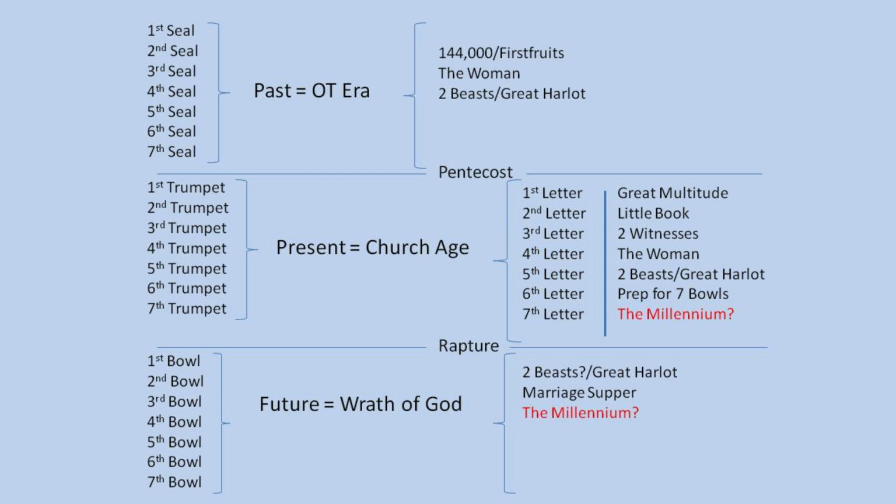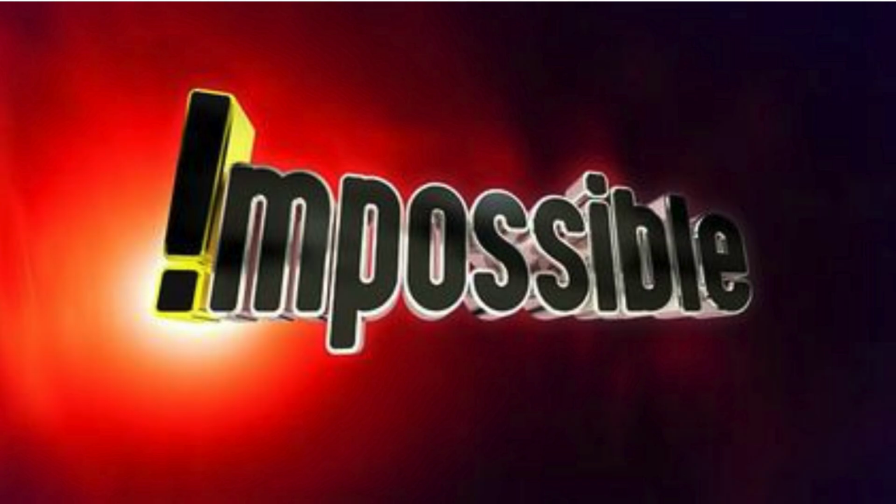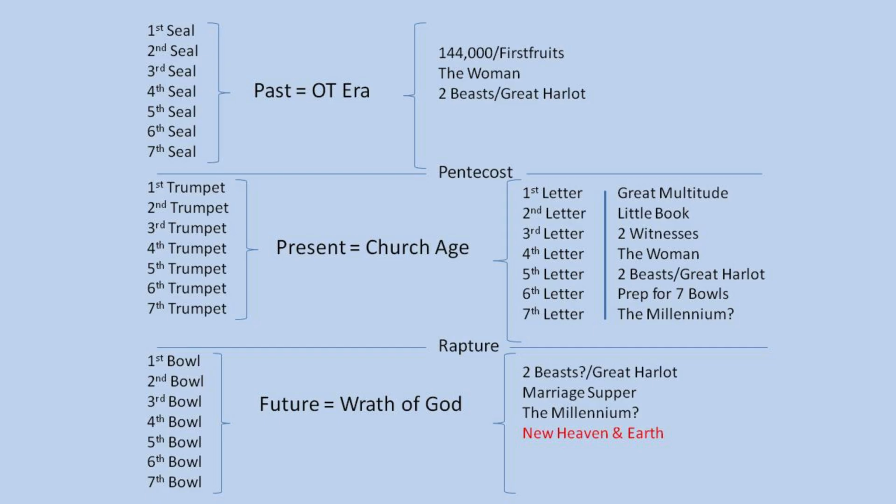In chapter 20, the millennium occurs, which is the 1,000-year reign of Jesus on earth. It cannot belong to the past, so I placed it both in the present and the future with a question mark. In chapter 21 and 22, the new heaven and new earth are unquestionably in the future. The same holds true for New Jerusalem. It also belongs to the future.